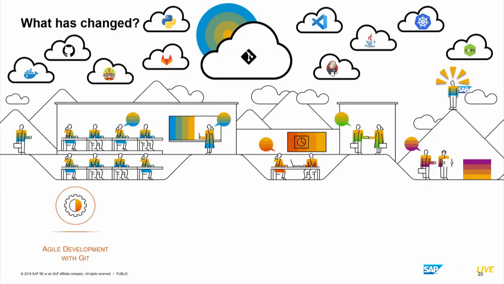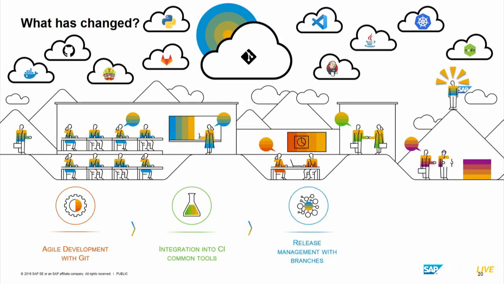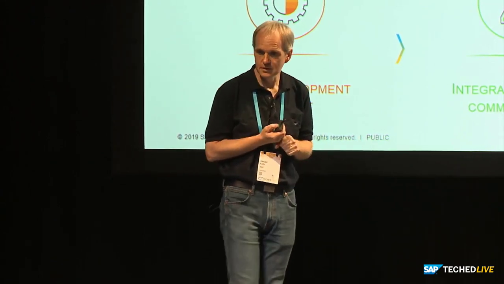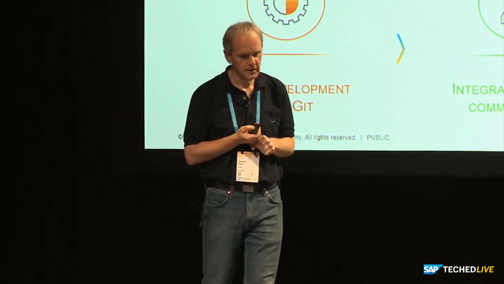What do we need CI for? This is now the new world. ABAP will also join. So for agile development with Git, do the integration into CI with common tools known for all other programming languages. Also do this branching concept, so we don't need a new system landscape for every new release. You can do it within separate branches, and also the automatic deployment. Now ABAP has joined the world of all other modern programming languages.